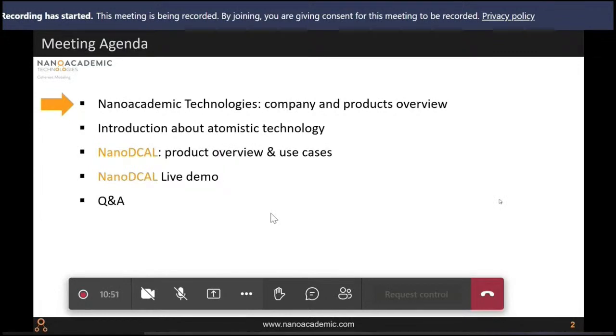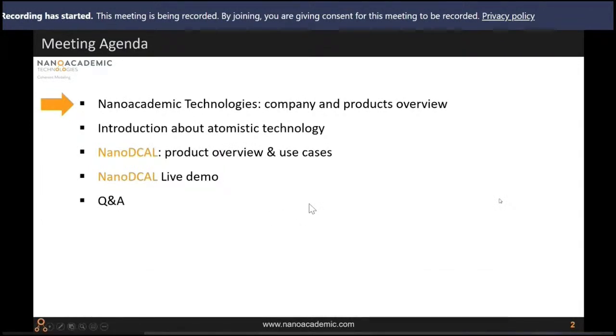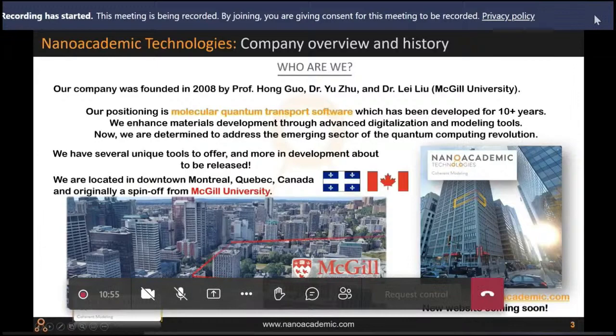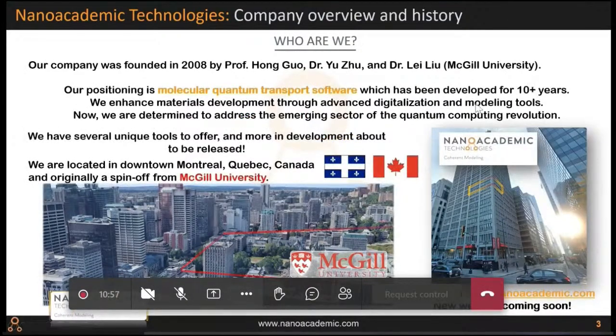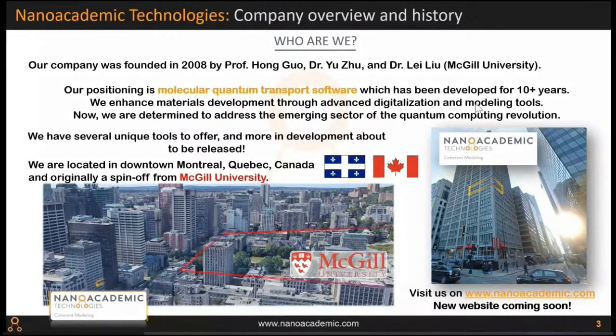So, NanoAcademic Technologies, we are a Canadian company located in Montreal. The company was founded in 2008 by Professor Guo and associates Dr. Zhu and Dr. Liu. We are basically a spin-off from McGill University. The company originally developed a molecular quantum transport software. NanoDCAL was the first and main tool of the company, so it's been developed for more than 10 years now.